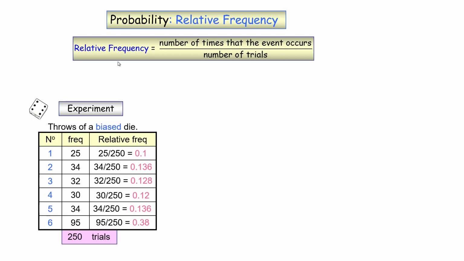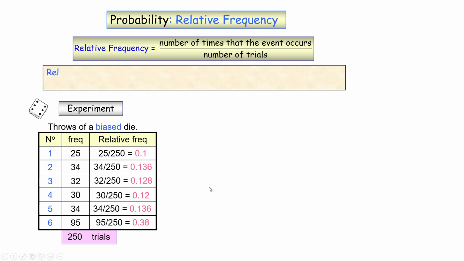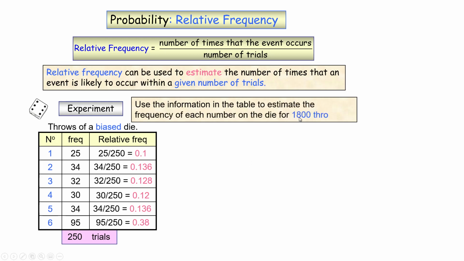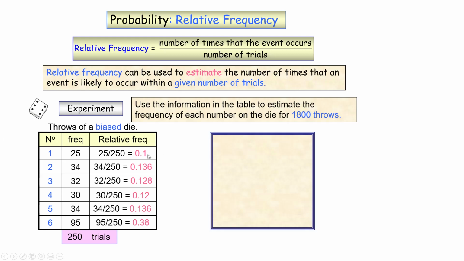So based on our relative frequency, which we've discovered, we're going to use that to work out the likely occurrence of, say, getting a 1 or a 3, depending on how many times we roll the die. So we can use our experiment to estimate the frequency of each number for 1,800 throws. If we throw the die 1,800 times, how many times are we likely to get a 1? Well, we know that the chance of getting 1 is 0.1, so we multiply that by 1,800. That gives us 180 times.